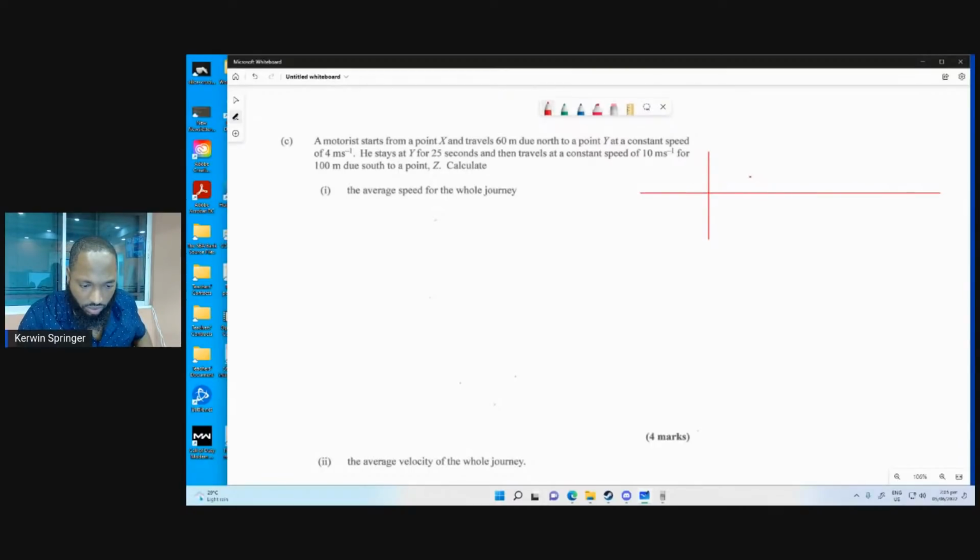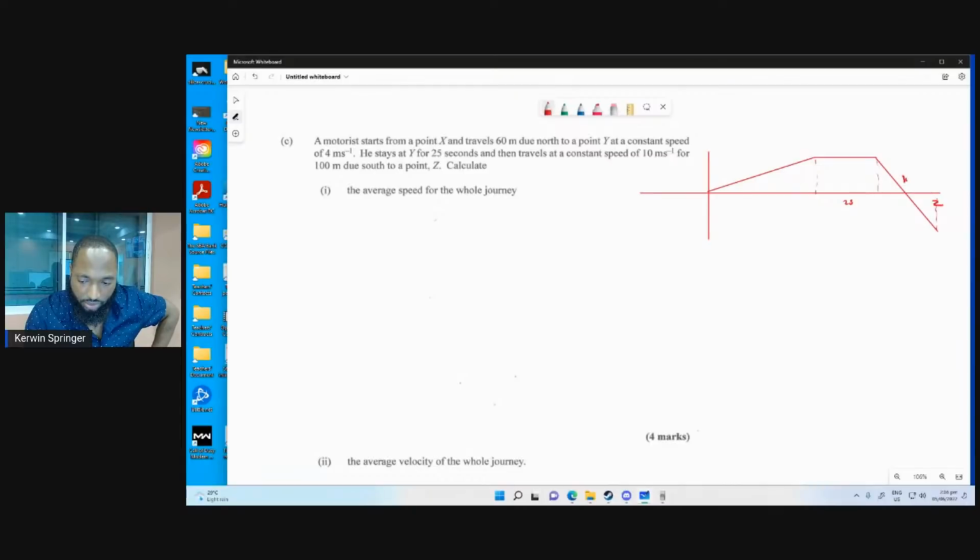The reason I draw up and down is because I realized he went 100 south and he only went 60 north, so this graph will go underneath too. So he travels 60 meters due north to a point Y at a constant speed of 4 meters per second. He stays for 25 seconds. And then he went south, constant speed, to that point Z.